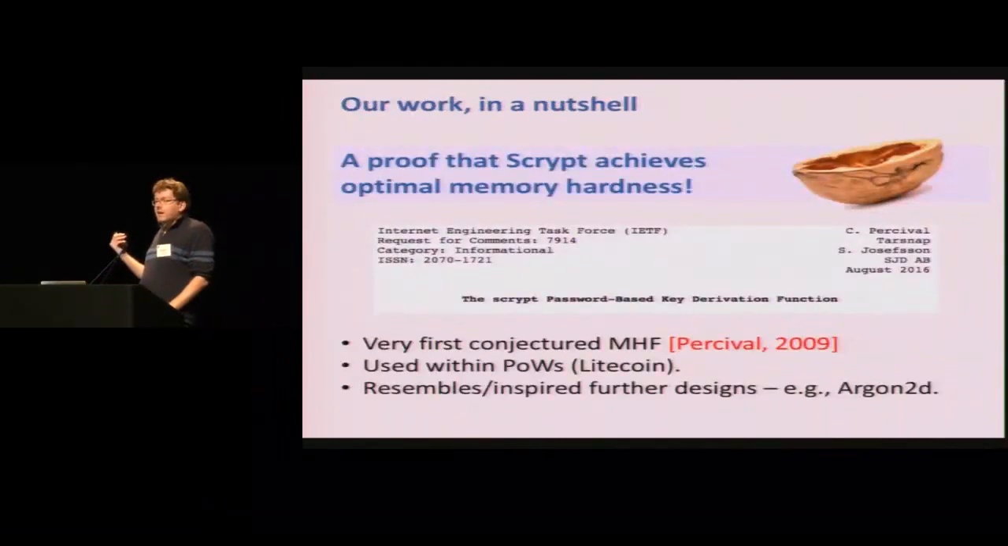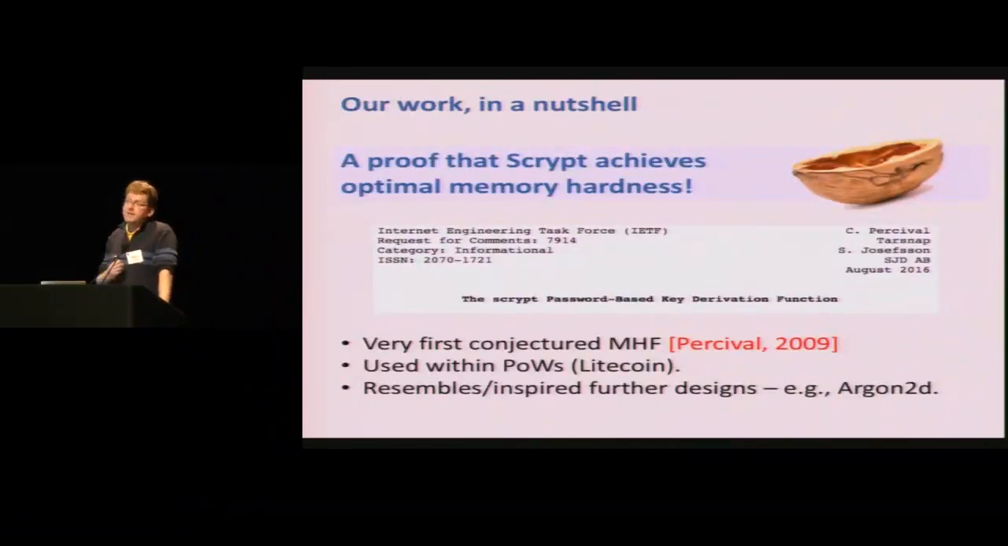And this is exactly what we did in this work, and we targeted scrypt, and the main message here is positive. We provide a proof that the scrypt function is optimally memory hard, or ideally memory hard, using the language from the previous talk. And this is particularly surprising at first because scrypt was the very first candidate memory hard function. It was introduced by Colin Percival in the very same paper in 2009 that introduced the notion of memory hard functions as we know it now.